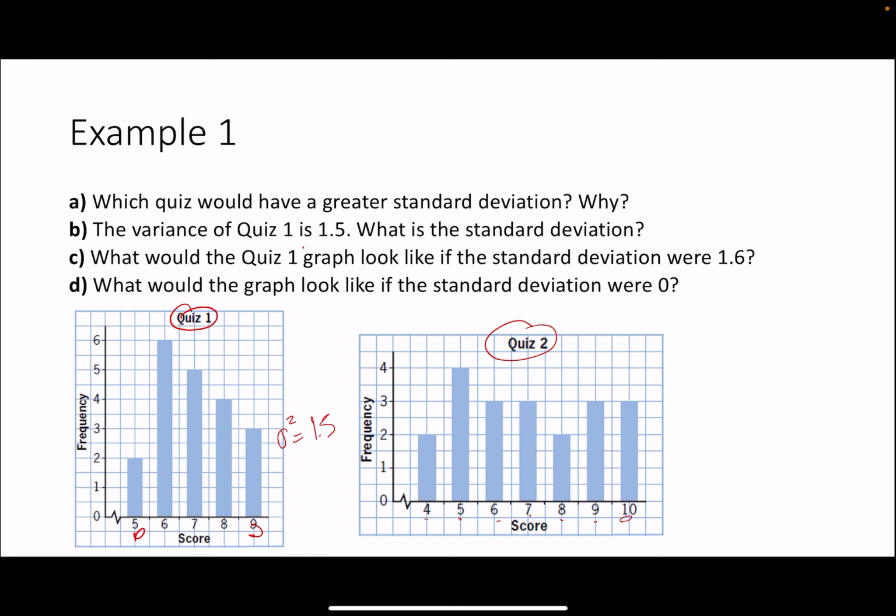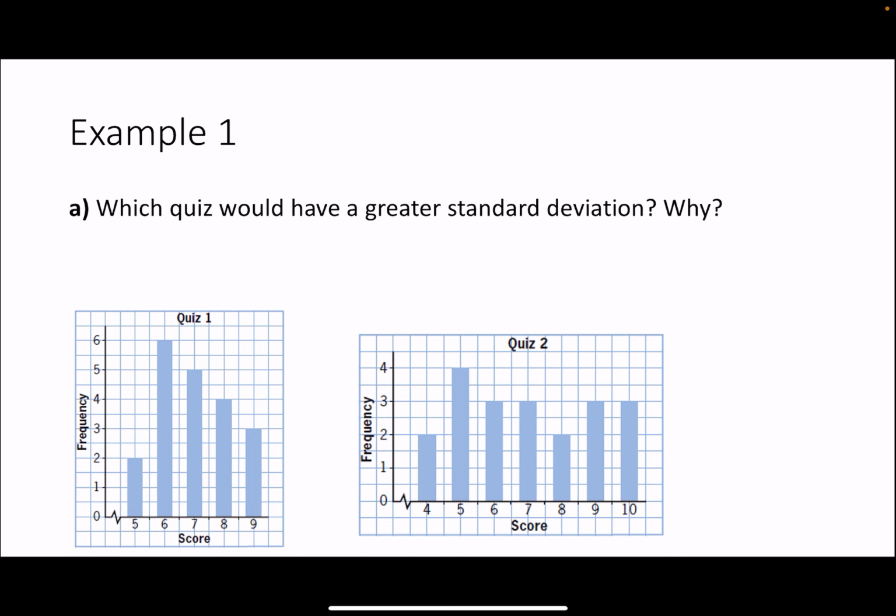So the square root of 1.5 is approximately 1.22, right? So what would it look like in scenario 2, if sigma equals 1.6? Well, 1.6 is more than 1.22, so it would be more spread out. It would look more like quiz 2. What would the graph look like if the standard deviation were 0? Okay, so we're going to explore all these questions.